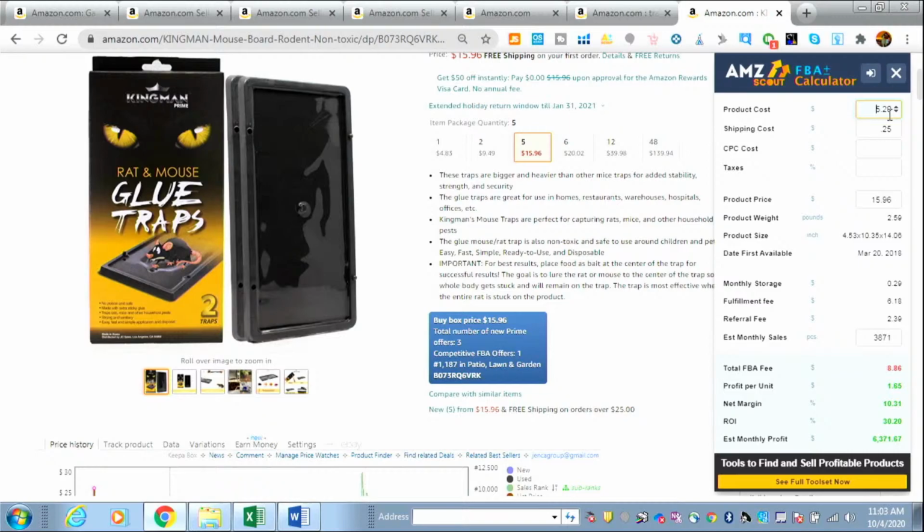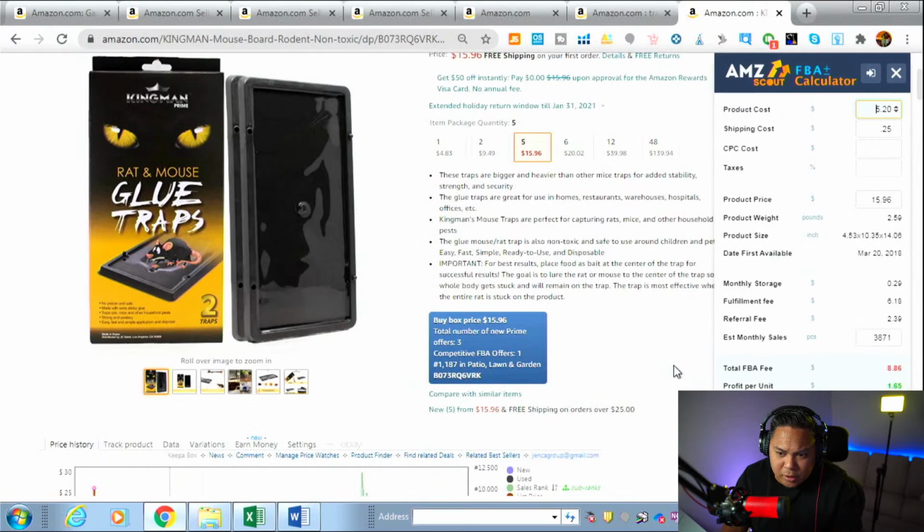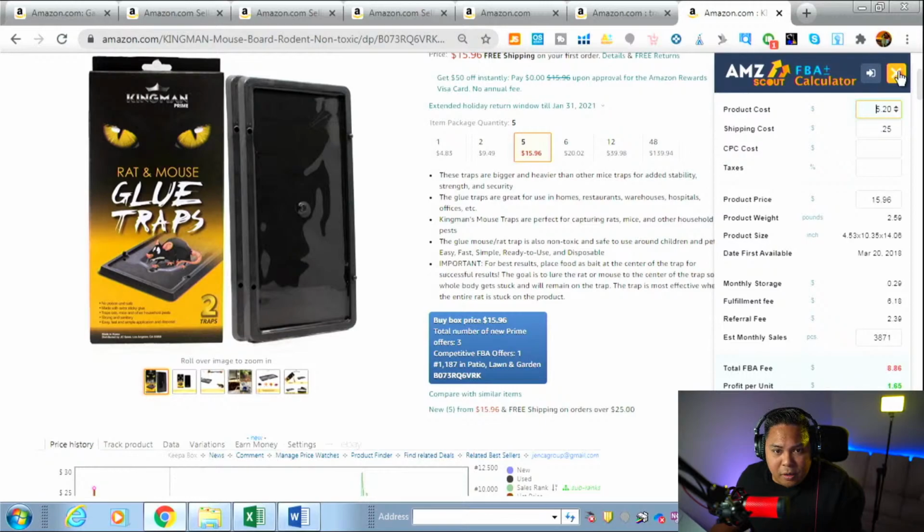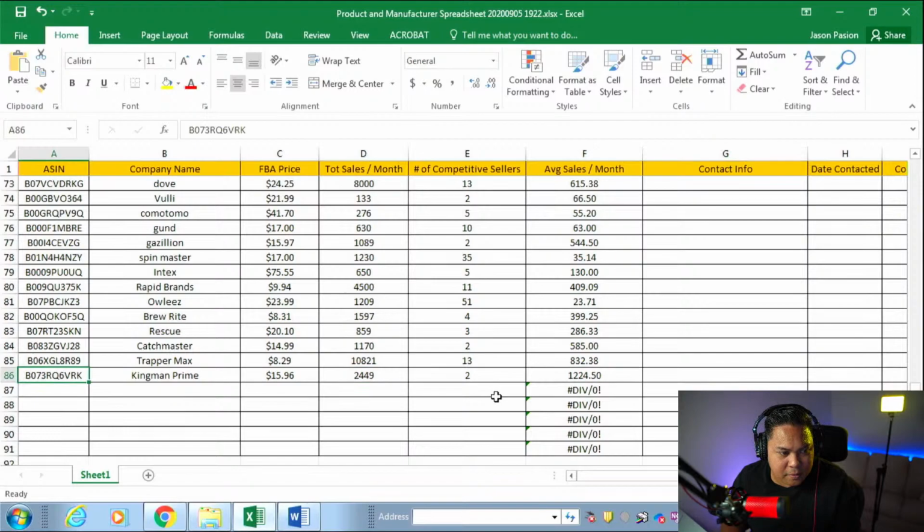There you go. So $5.20, assuming the shipping is a quarter, we can profit $1.65 per unit. Okay, $1.65 times this many units per month. So 1, 2, 2, 4. That's over $2,000 net profit per month, if we can get this unit for $5.20, right? And depending on how many units you purchase, they'll either give you more or less discounts, right? All right, so that's on the list. Let's see what else we can find.